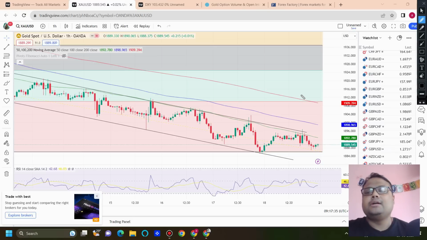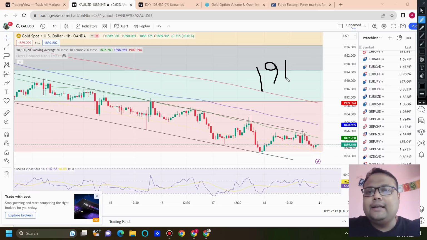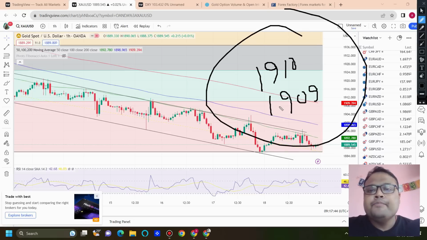Okay, do not look for a sell. In that case, observe the market around the 1910 level. Okay, 1910, or it can be 1909. Around this level, you have the second resistance for Monday.